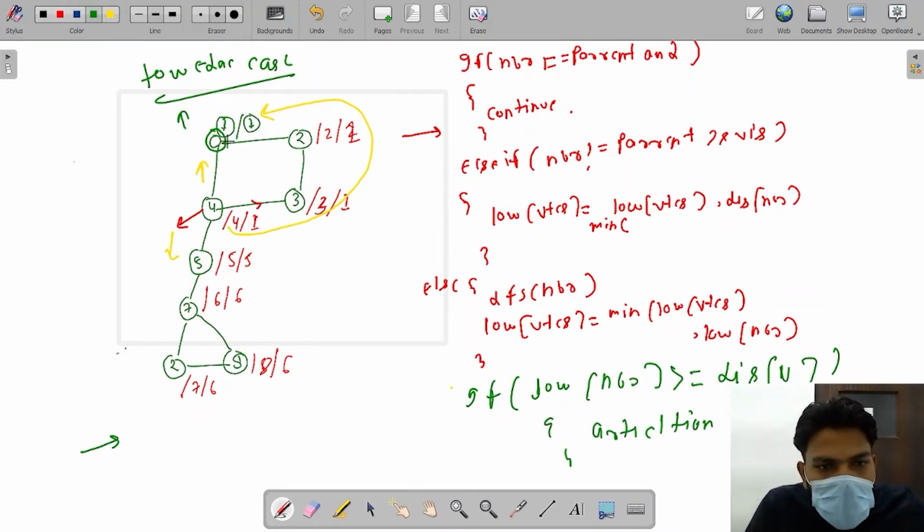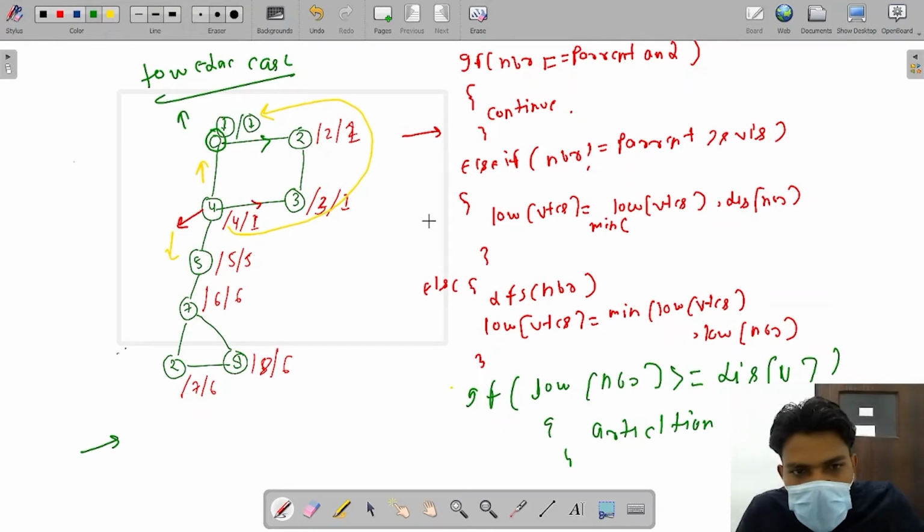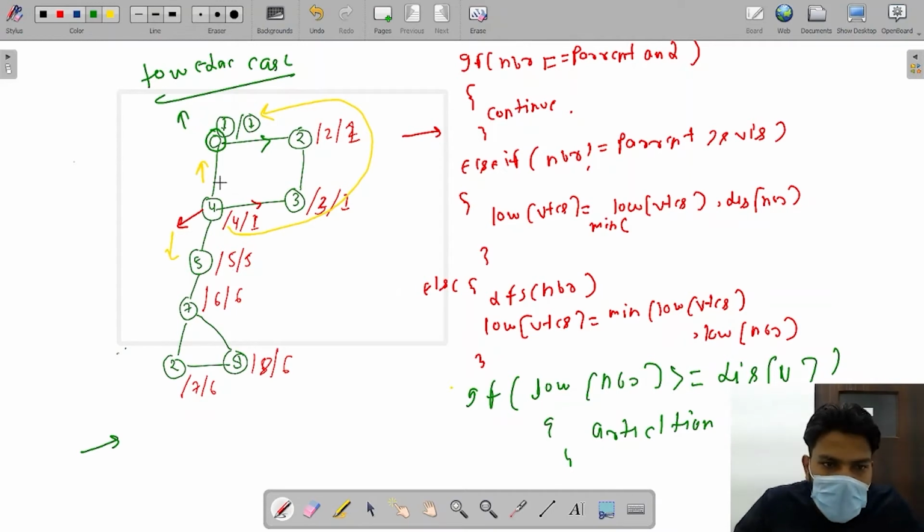Why? Because 1 has two neighbors, this 2 and this 4. We check whether the low value of the neighbor 2 is equal to the discover value of the vertex, so this is your articulation point. And also here, the low value of 4 is 1 and the discover value of the vertex is 1, so this is also equal, so this will be an articulation point.